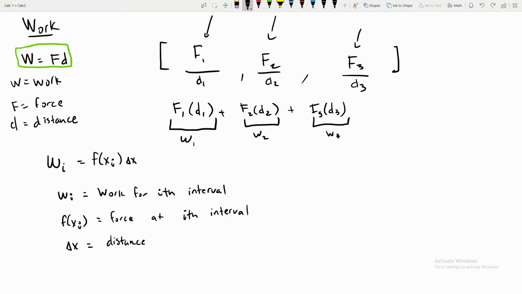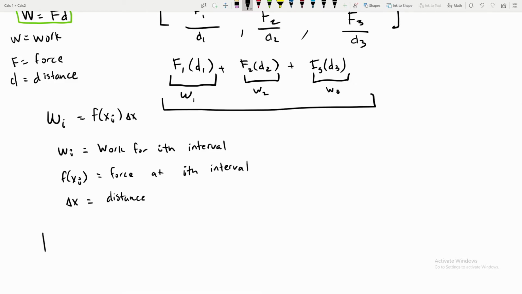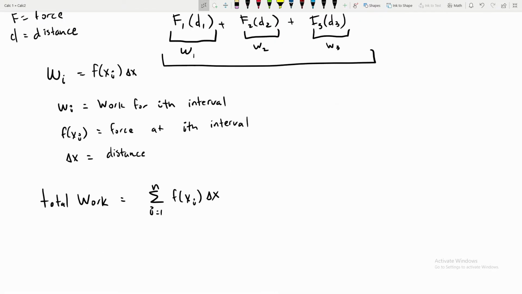So if we can calculate the distance at the ith interval, all that's left to do is to sum up all of these intervals like we did in this example right here. So we can therefore say that the total work done on the entire interval is going to equal the sum, from 1 to n, of f at xi, meaning the ith interval, times delta x. So this will sum up all the intervals from 1 to n, but we haven't defined yet what n is.